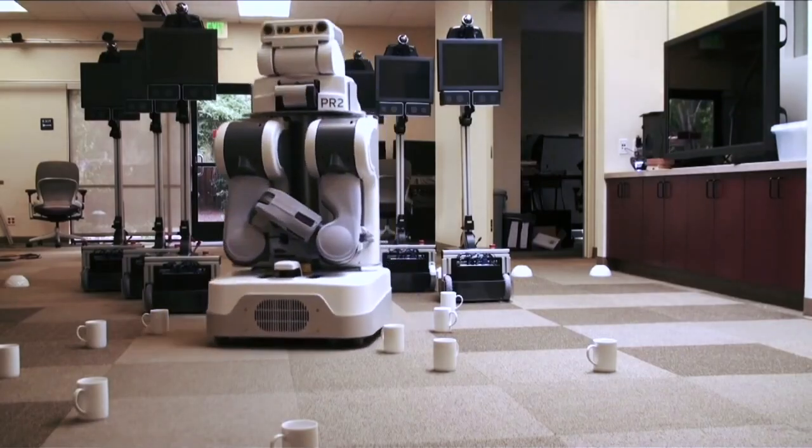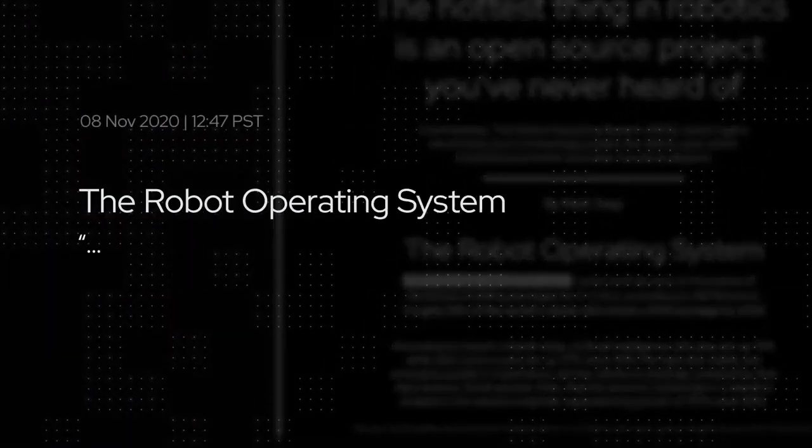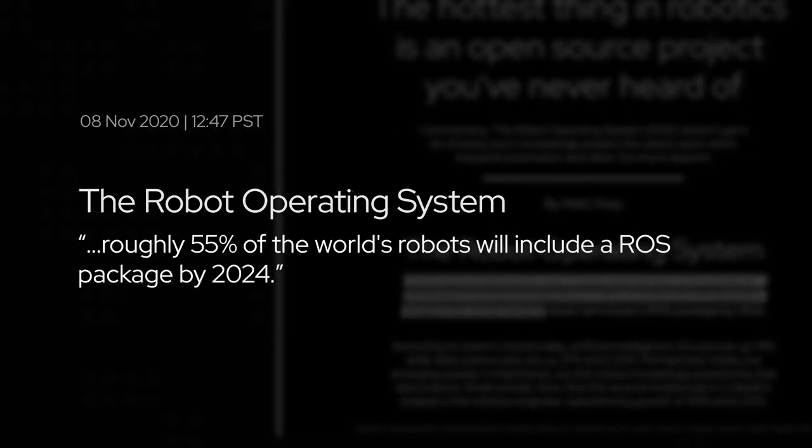We were working on trying to make robotics happen as an industry, so moving it out of just research labs and into the real world. That was our goal. And one of the great things that came out of it was the Robot Operating System.